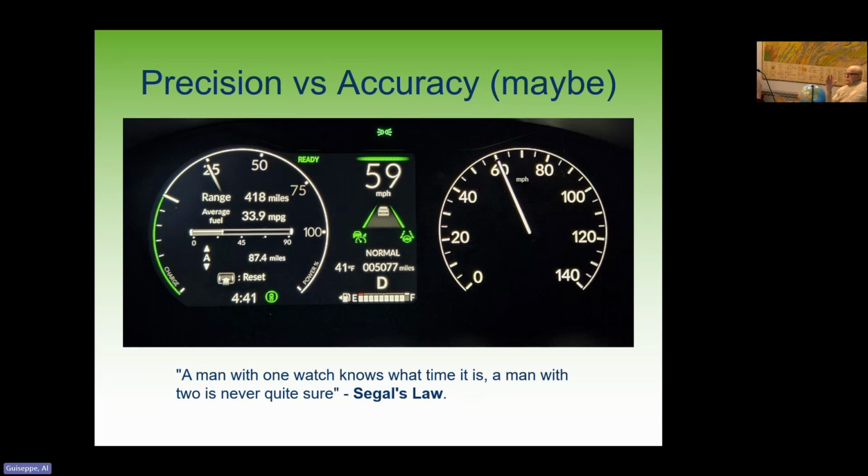This is my wife's. And if one watch knows what time it is, a man with two is never quite sure. One is more precise, but is one more accurate than the other? No, they're getting their data from the same source.